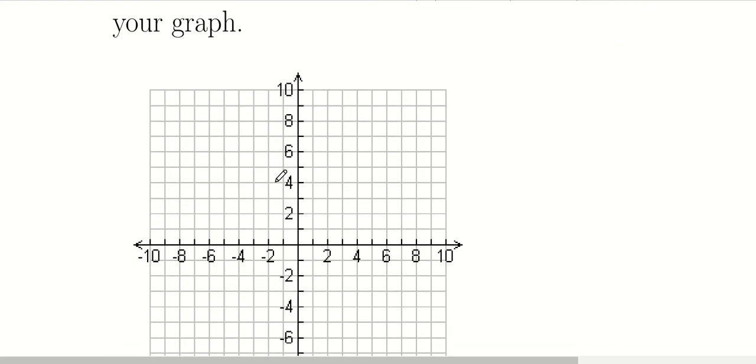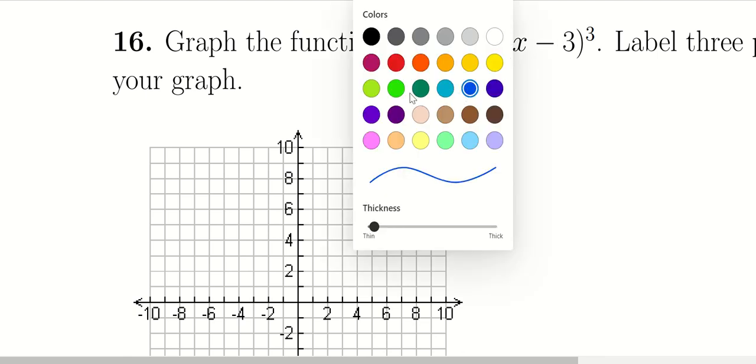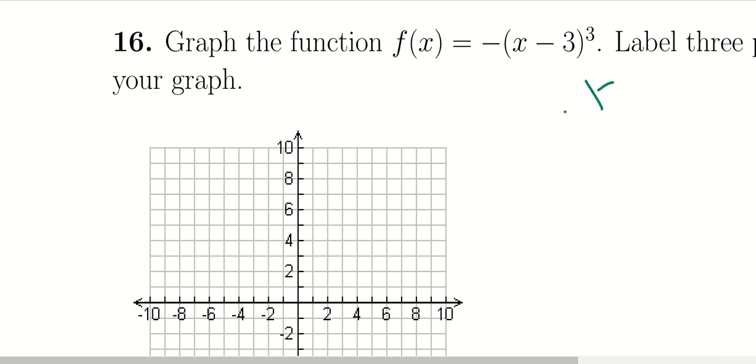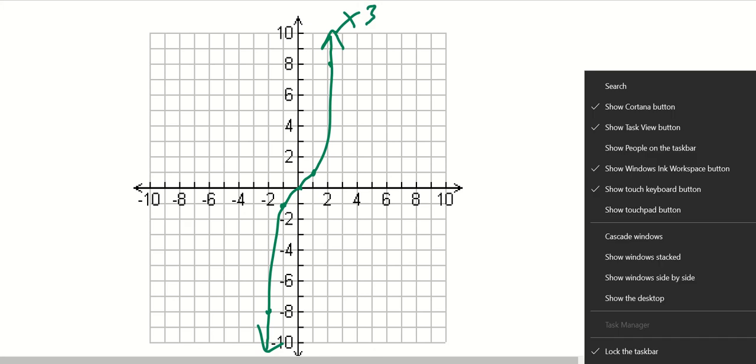Let's take a look at the graph in 16. We want to graph the negative of x minus 3 cubed. So first things first, let's start off by graphing our parent function. This function is going to be derived from the cube function. The graph of x cubed passes through 0, 0, 1, 1, and also 2, 8. We also have negative 1, negative 1, and negative 2, negative 8 like this. So this is our parent graph. This is what the graph of x cubed looks like.